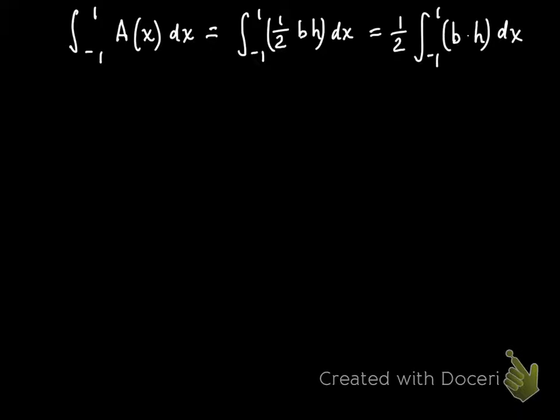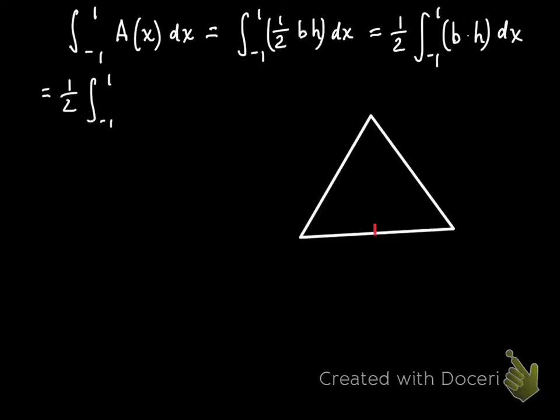So what I've done here is factored out the 1/2, leaving the integration from -1 to 1, and I still have that base times height dx. Let's talk about an equilateral triangle. All 3 sides are equal in length.